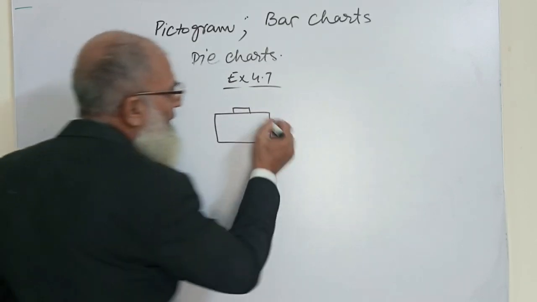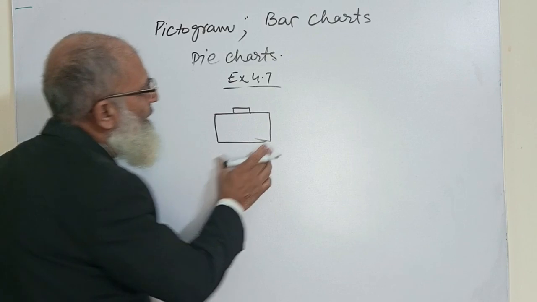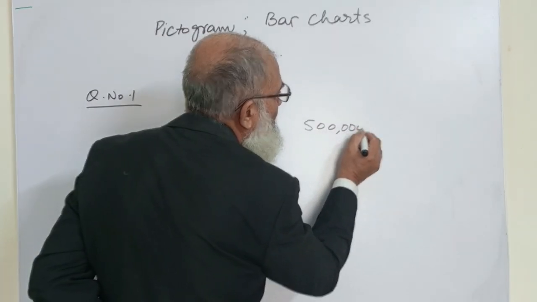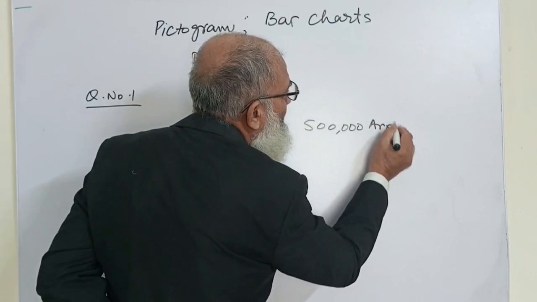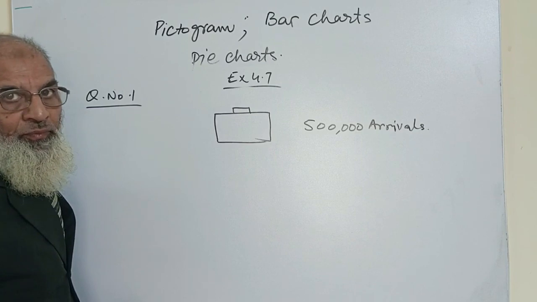And what does it represent? The key is that when a full bag is given to you, that means 500,000 arrivals.